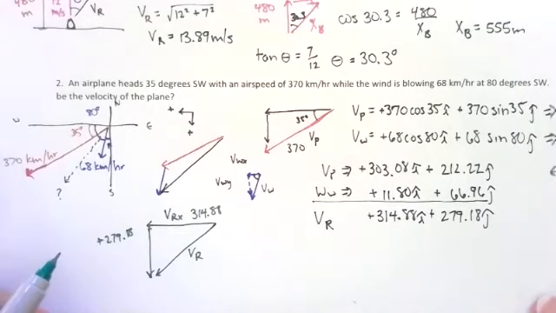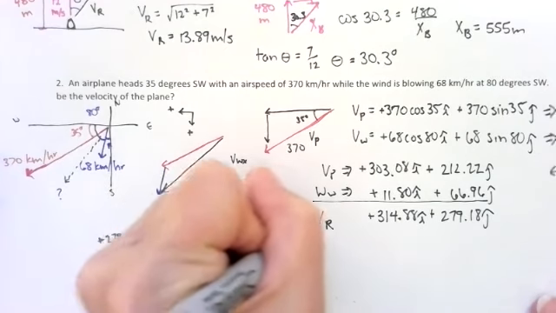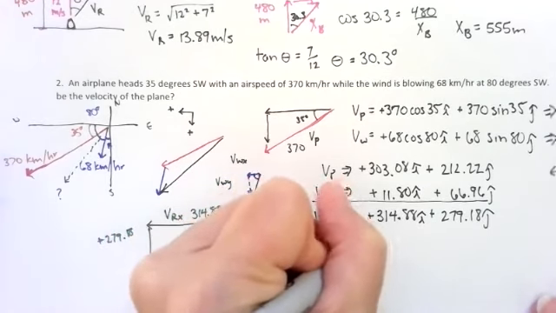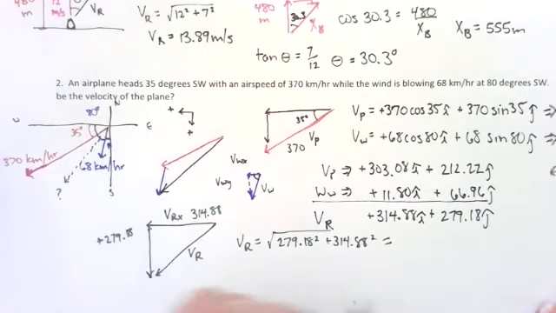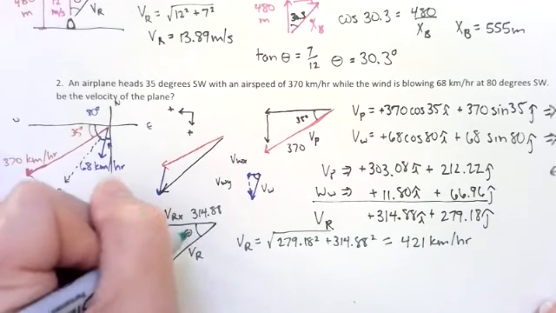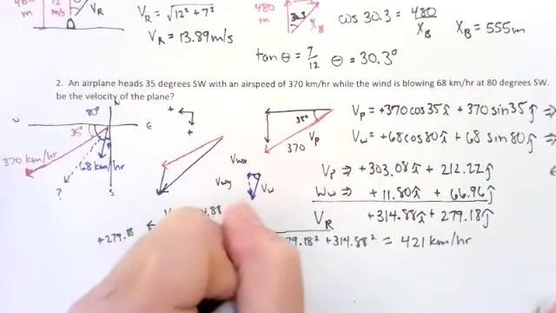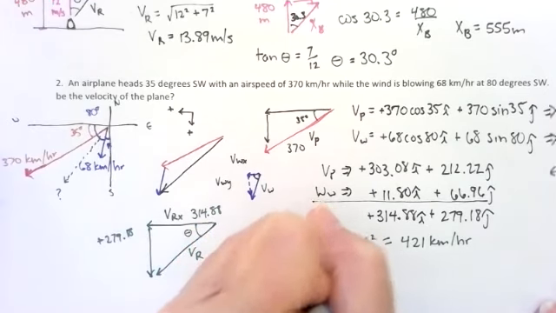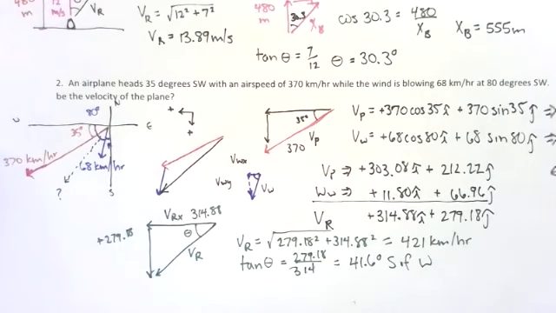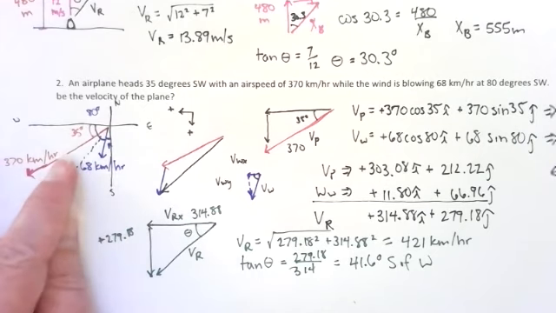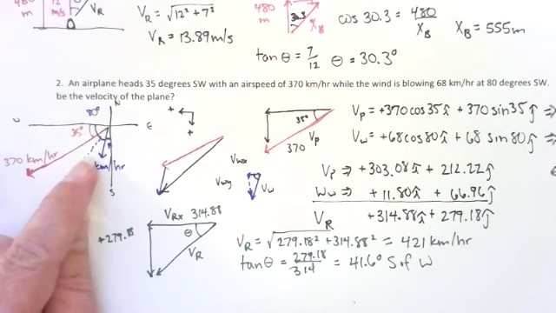When I do my trig functions, VR is going to be the square root of 279.18 squared plus 314.88 squared. And that's going to be 421 kilometers per hour. And then I'm going to have tangent. I'm looking for this angle. Tangent of theta is going to be 279.18 over 314. I'm going to end up with 41.6 degrees south of west. And that makes sense because we knew it had to lie somewhere between these two. This is not nearly as strong of a velocity as this is, so it pushed it this way a little bit, but it wasn't too far off course.